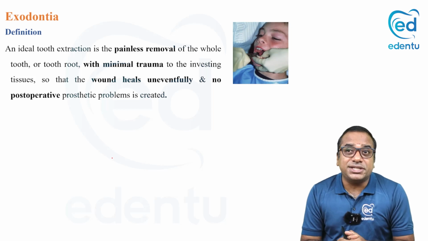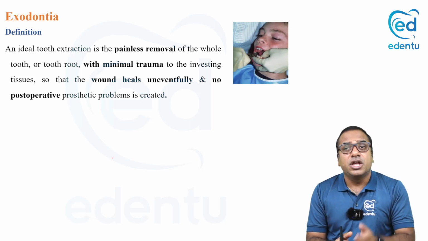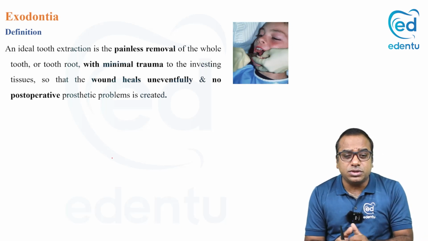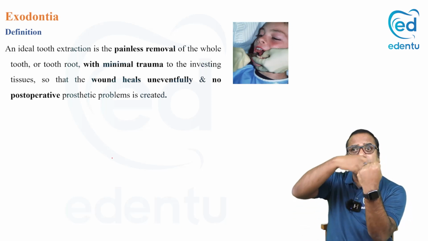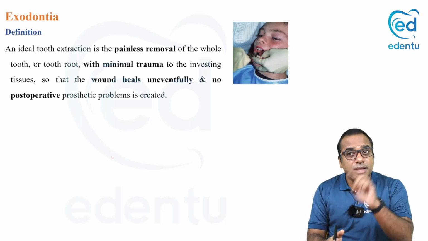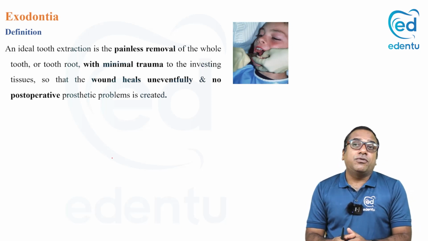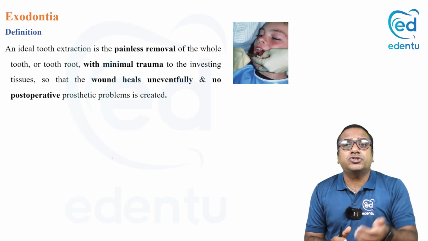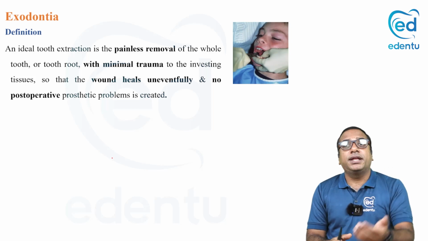So an ideal tooth extraction is the painless removal of the tooth. Definitely it should be painless. That is why it is ideal. It should be the painless removal of the whole tooth with minimal trauma to the investing tissues. A tooth is there, and in and around it are the investing tissues, so there should be minimal trauma to the periodontal ligament, the alveolar bone, the neighboring tooth. So that the wound heals uneventfully, there should not be any inflammation and all. And no post-operative prosthetic problems are created. You don't have to go for an RPD or an FPD later on.